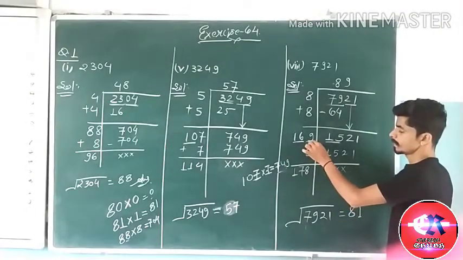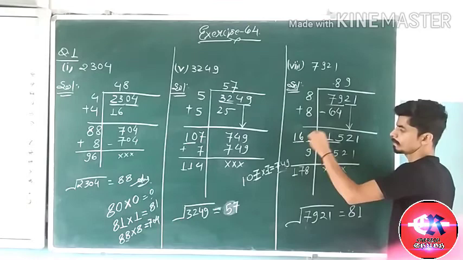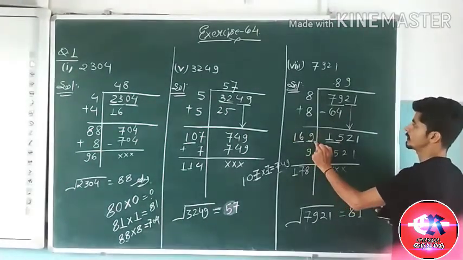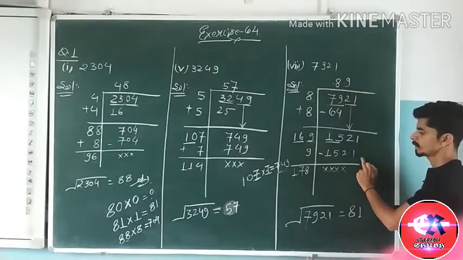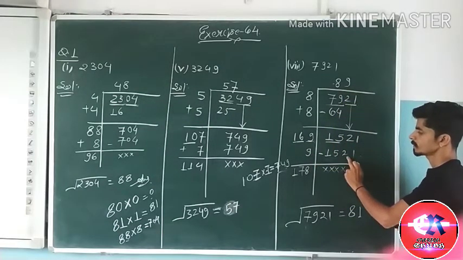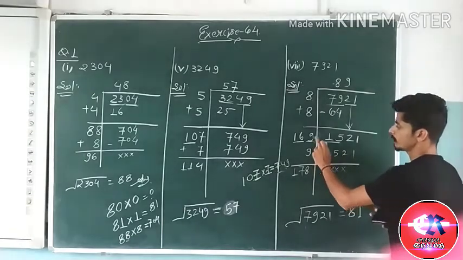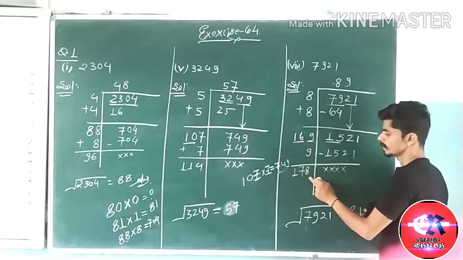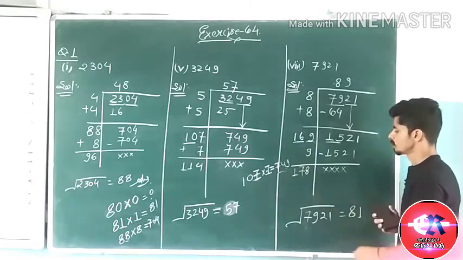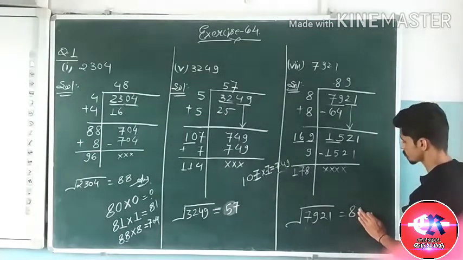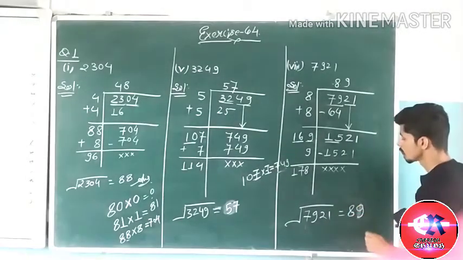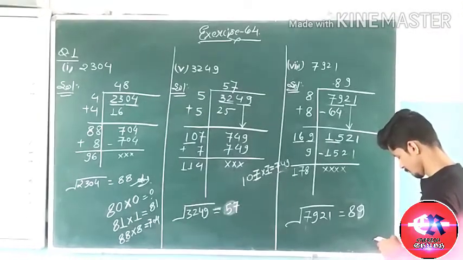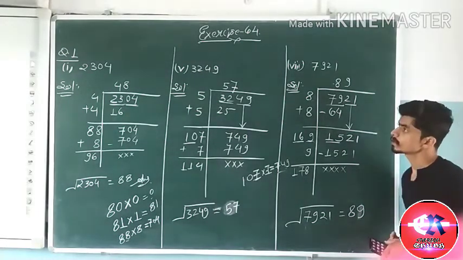So we have taken 9 here, so it will become 169. Now 169 will be multiplied with 9. We get 1521, and after subtraction we get 0 here. Whatever number we have taken, 9, will be added to 169 also. We get 178. So the square root of 7921 is 89. So that's all the solution of this question.